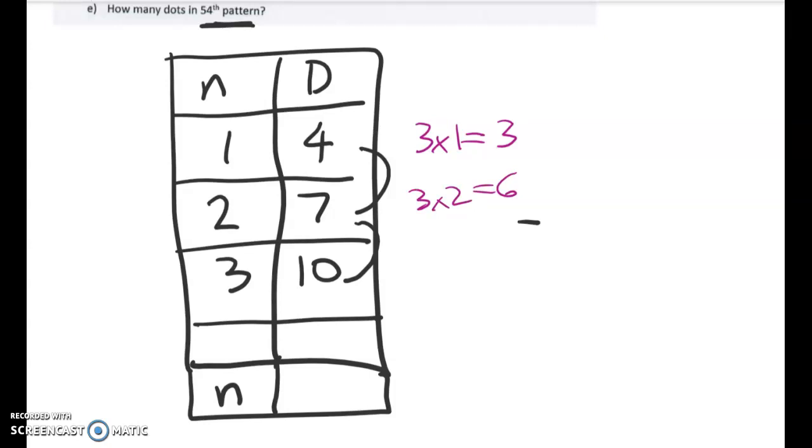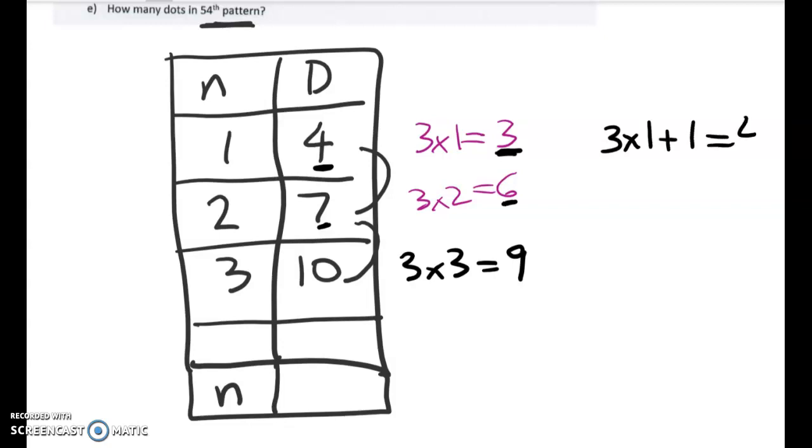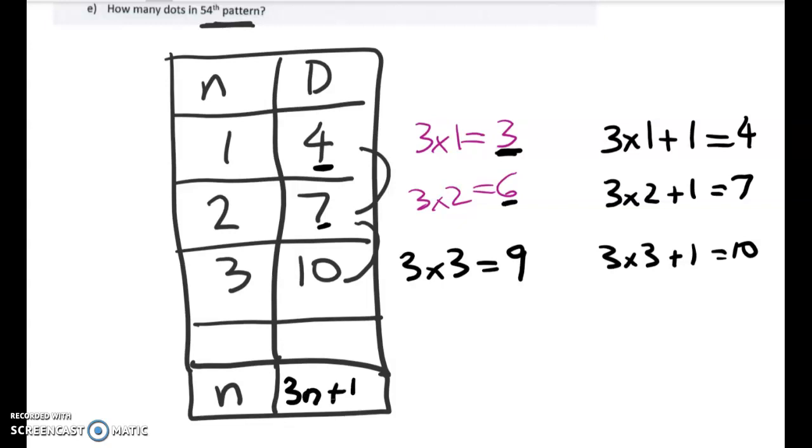Let's just get rid of that there. 3 times 3 is 9. So it's not quite working, right? I've got 3, but I want to get 4. I've got 6, but I want to get 7. So if we had instead 3 times 1 plus 1, that would work. That would give me 4. 3 times 2, 6, plus 1, 7. 3 times 3 plus 1, 10. So my rule is going to be 3n plus 1.